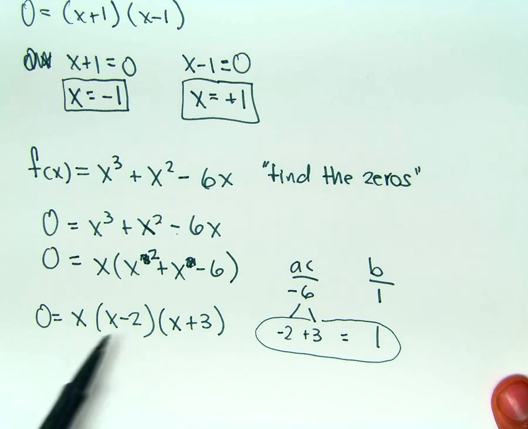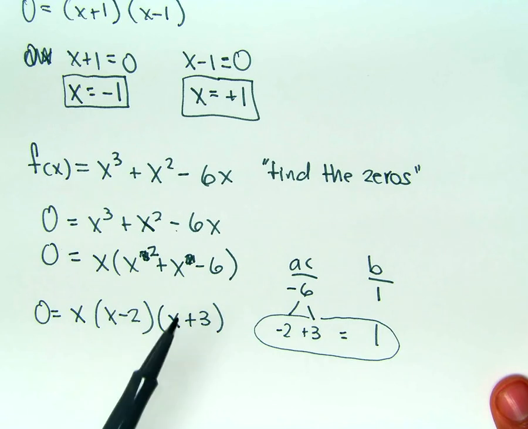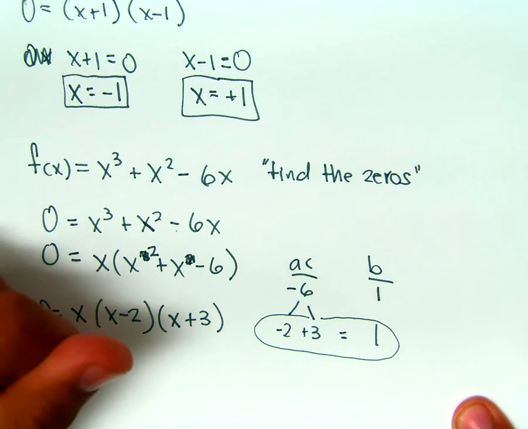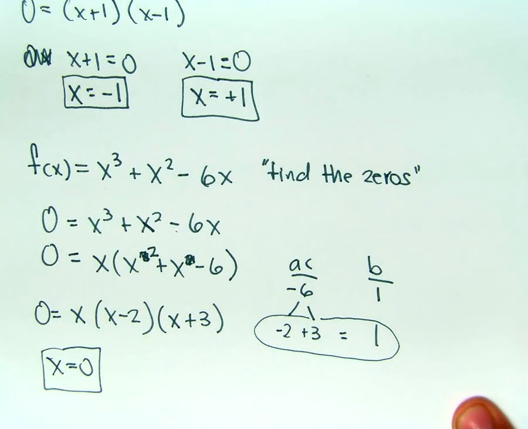Yeah, so set each of these equal to 0. Since this is multiplication, and we want to solve for x, we can set x equal to 0, x minus 2 equal to 0, and x plus 3 equal to 0. Okay? So x equal to 0, that right there is a solution. Okay? This x right here.